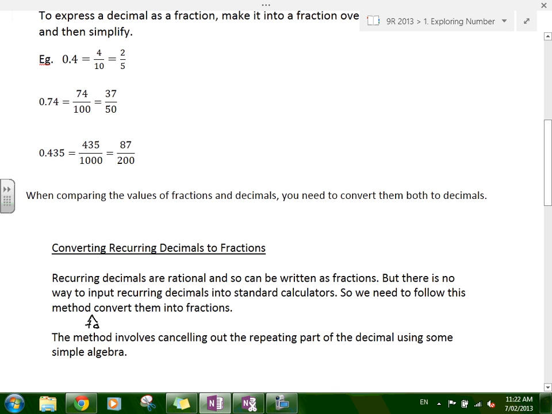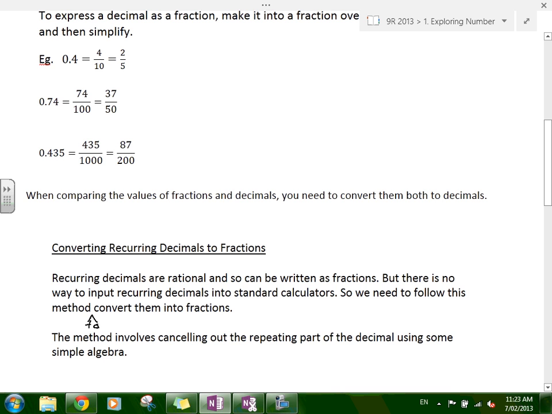Alright, so this is just a note about recurring decimals. You don't need to write this. Recurring decimals are rational, and by definition, we've looked at rational numbers, so you can write it as a fraction. But there is no way on a standard calculator of inputting a recurring decimal. Even if you fill in all the decimal places it can hold, it doesn't count as a recurring decimal. That's only to 8 decimal places when we're talking about an infinite number of decimal places. Alright? So, given this problem, there needs to be another way to do it.